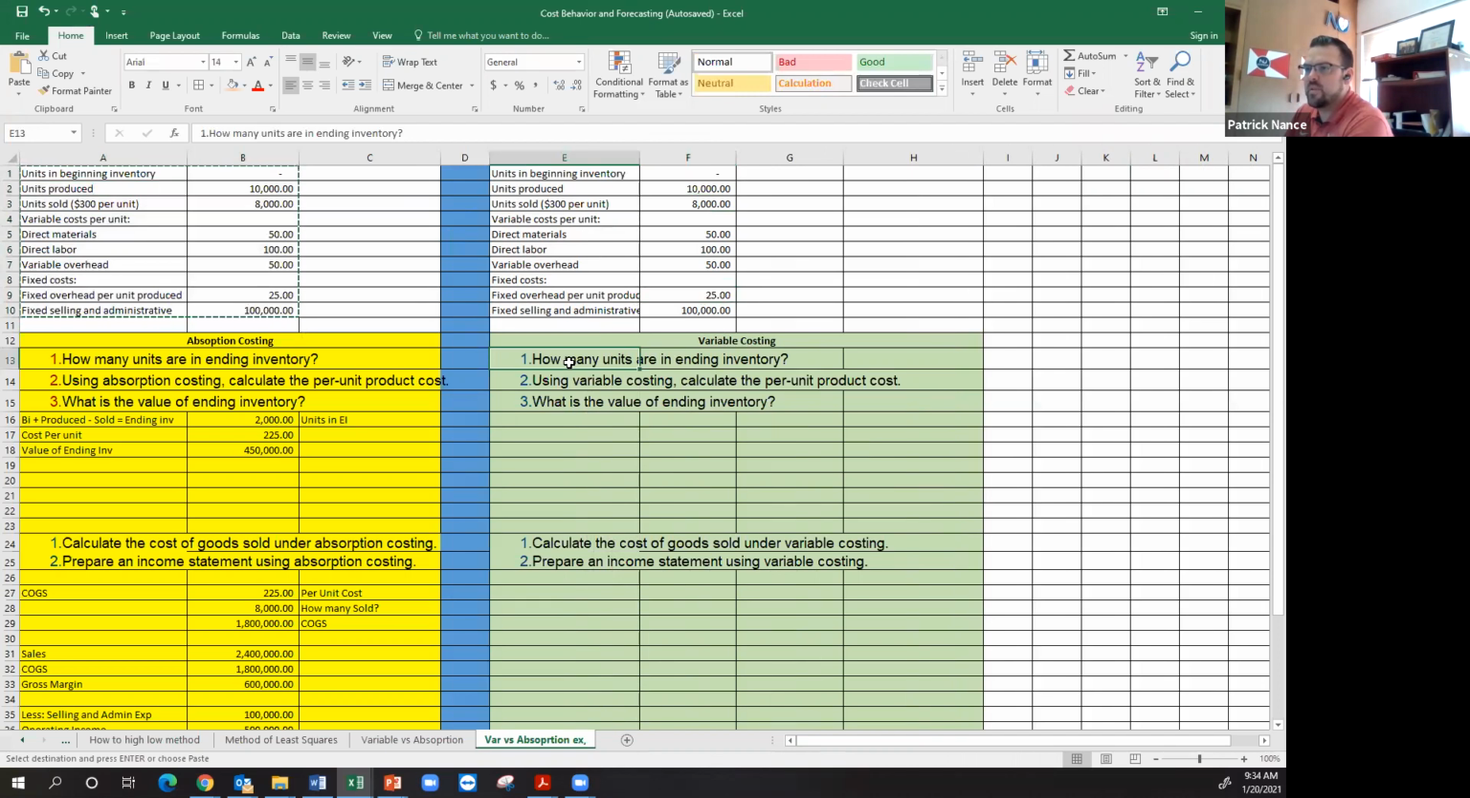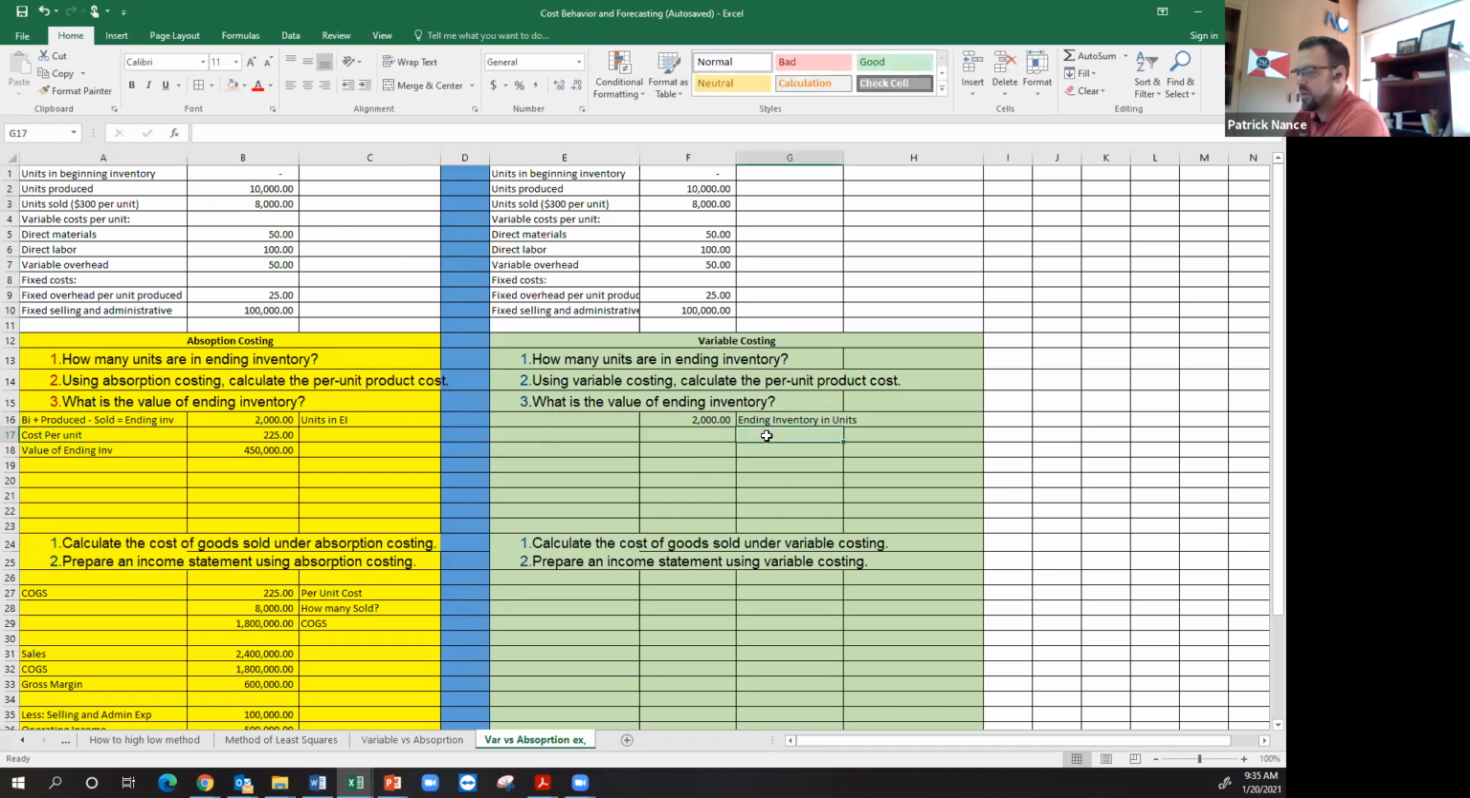So it asks first, how many units are in my ending inventory? Well, just because my cost might change, my units don't. If I started with 0, I made 10,000, I sold 8,000, the calculation is exactly the same to find the units in ending inventory. So I'm not going to redo that. You can watch a prior video if it didn't make sense how I got it, but that is my ending inventory in units. It is 2,000 units in ending inventory.